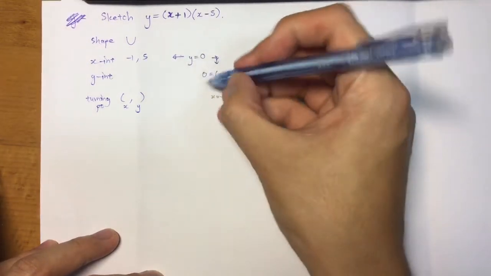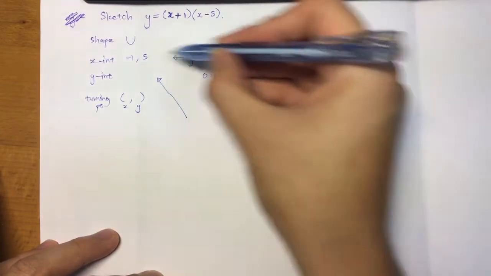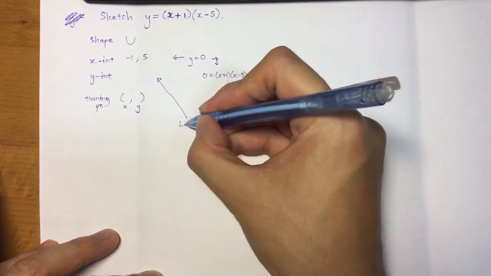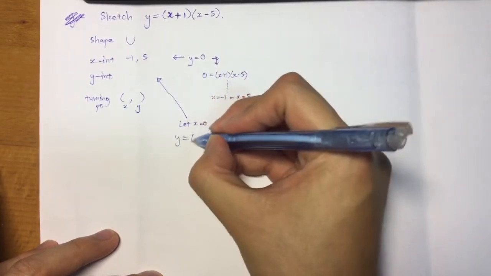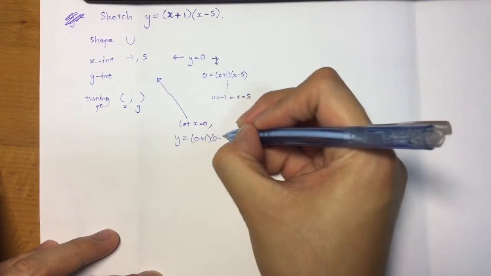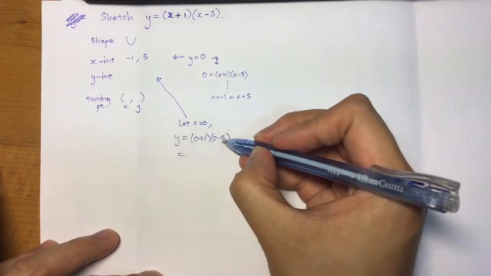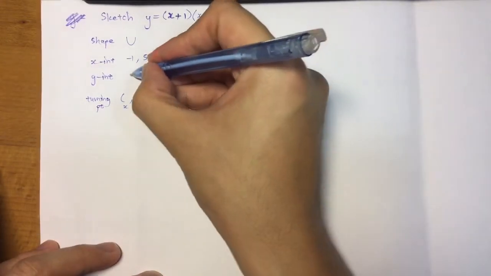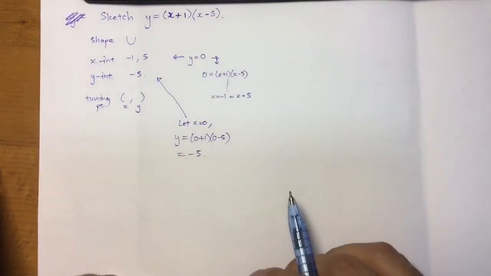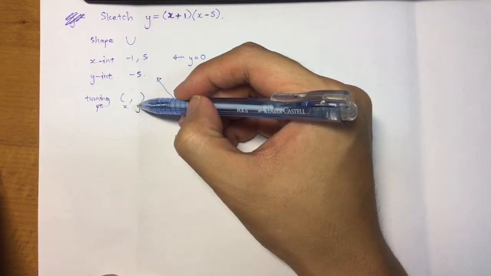So next, the y-intercept. Conversely, if I let y be 0 for the x-intercept, now I'm going to let x be 0 here. When that happens, I'll get 0 plus 1 and 0 minus 5, multiply these two, and I get plus 1 times minus 5, which is minus 5. So I have a single value of negative 5. So x-intercepts done, y-intercept done, now the turning point.